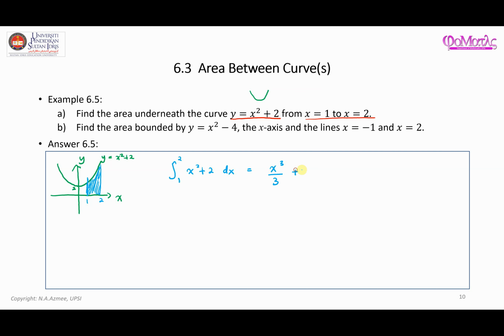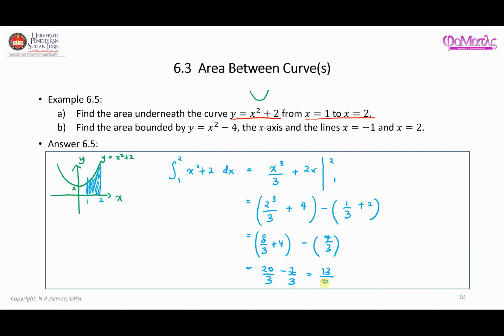It becomes x cubed over 3 plus 2x with the limits 2 and 1, and you just substitute the limits accordingly. That is 8 over 3 plus 4, minus 1 over 3 plus 2. That becomes 8 over 3 plus 4 minus 1 over 3 plus 6 over 3, so this is 7 over 3. Next, this one becomes 12 over 3, so 12 over 3 plus 8 over 3 is 20 over 3, minus 7 over 3, and the result is 13 over 3. So that's the area under the curve.